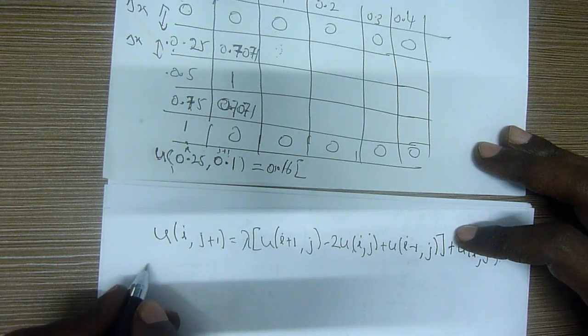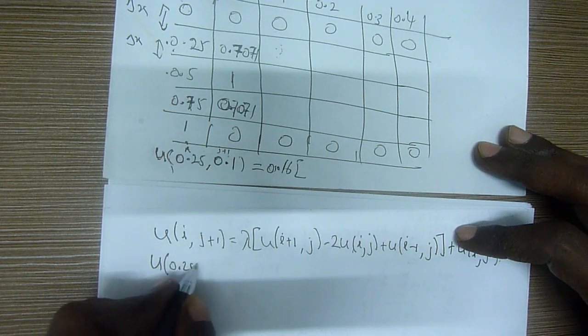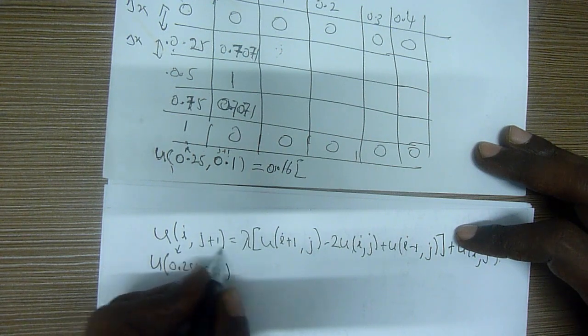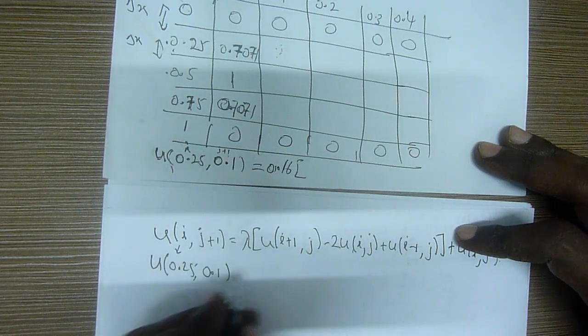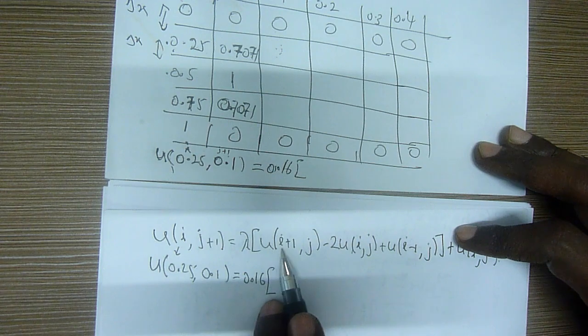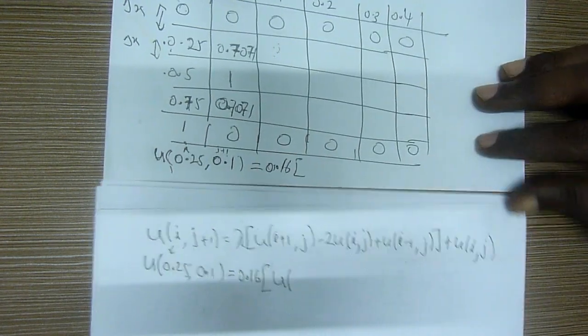Now if I choose 0.25, this means I'm referring to this as i, and I'm saying 0.1 as j plus 1. Now lambda we already calculated, 1/6. What is u(i+1)? What is u(i+1)?